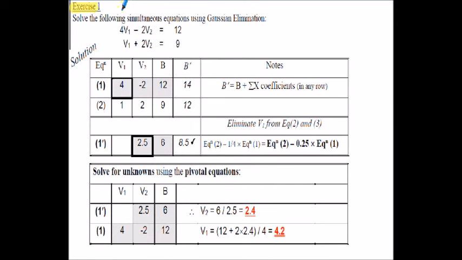Exercise 1 solution. We're solving for the unknowns V1 and V2. We've got two equations to solve here using Gaussian Elimination. I'll let you review the solutions. Two pivotal equations, 1 and 1 dash, were generated, and these were used to solve for the unknowns. V2 is 2.4 and V1 is 4.2.